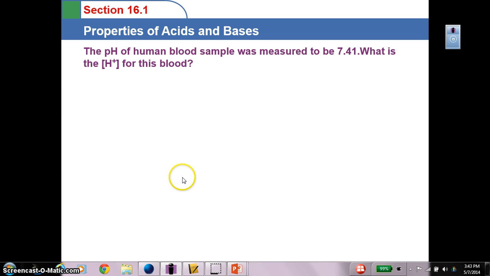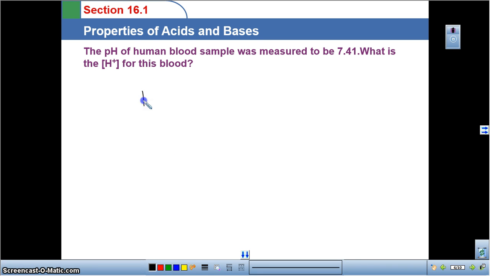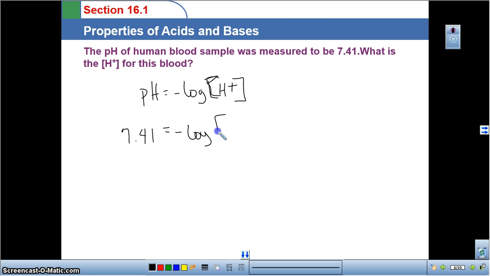Let's take a look at this example. It says the pH of a human blood sample was measured to be 7.41. What is the H plus ion concentration for this blood? So what we know is that pH equals the negative log of the hydrogen ion concentration. Instead of calculating pH, we're going to be given pH, which is 7.41, and we are going to use that to find the hydrogen ion concentration.